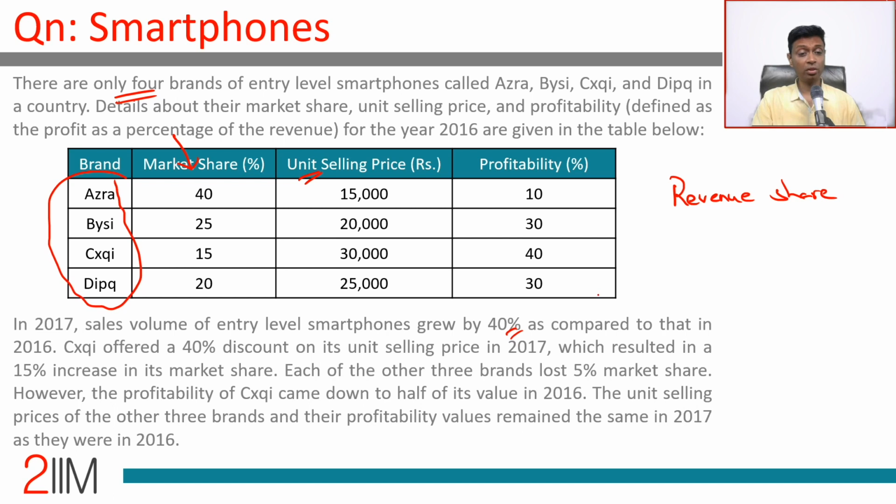Cxqi offered a discount of 40%. So this 30,000 becomes 18,000. Which resulted in a 15% increase in market share. Each of the other three brands lost 5% market share. So this 15 becomes 30, this becomes 20, this becomes 35, this becomes 15.